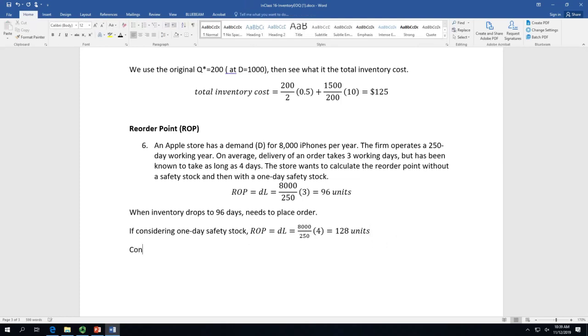So when considering 1 day safety stock, when inventory drops to 128 units, you need to place the order.